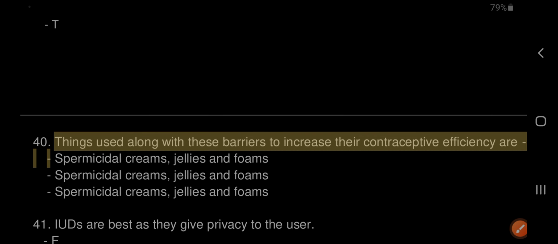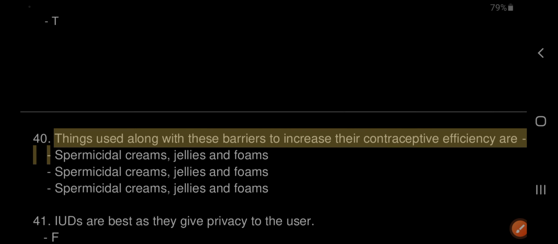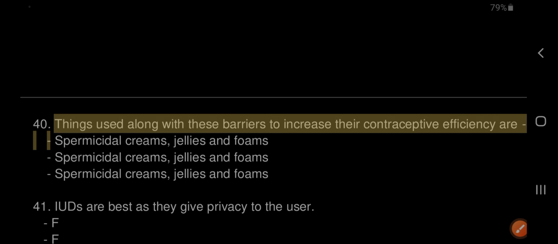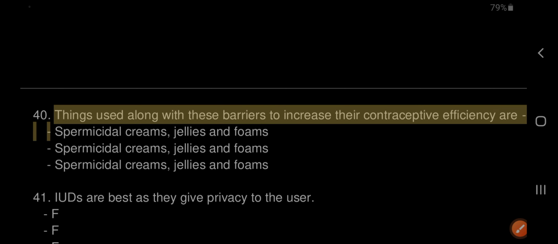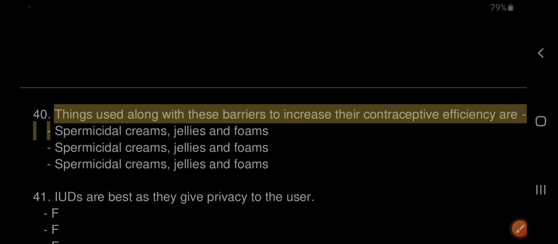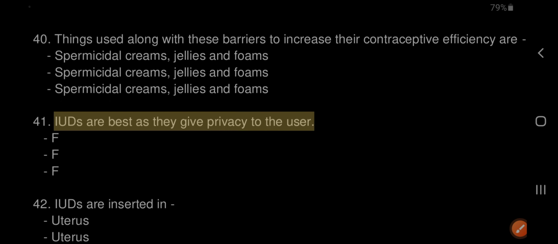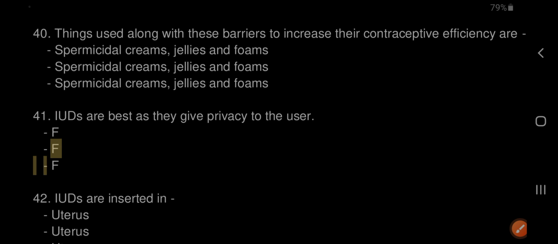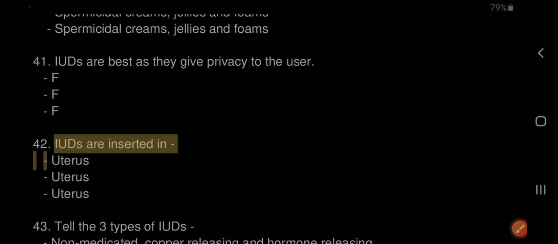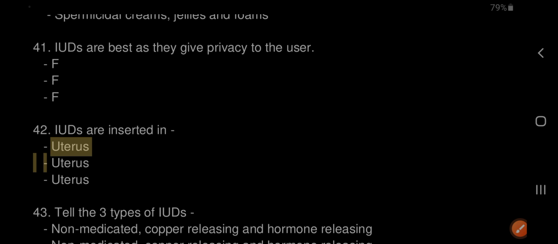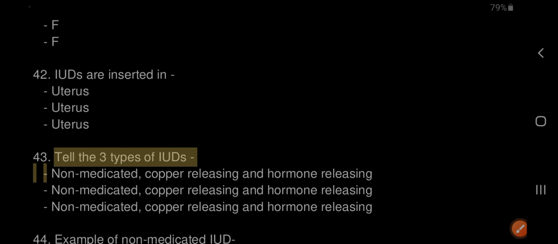40. Things used along with these barriers to increase their contraceptive efficiency are spermicidal creams, jellies and foams. 41. IUDs are best as they give privacy to the user. 42. IUDs are inserted in the uterus. 43. Tell the three types of IUDs.